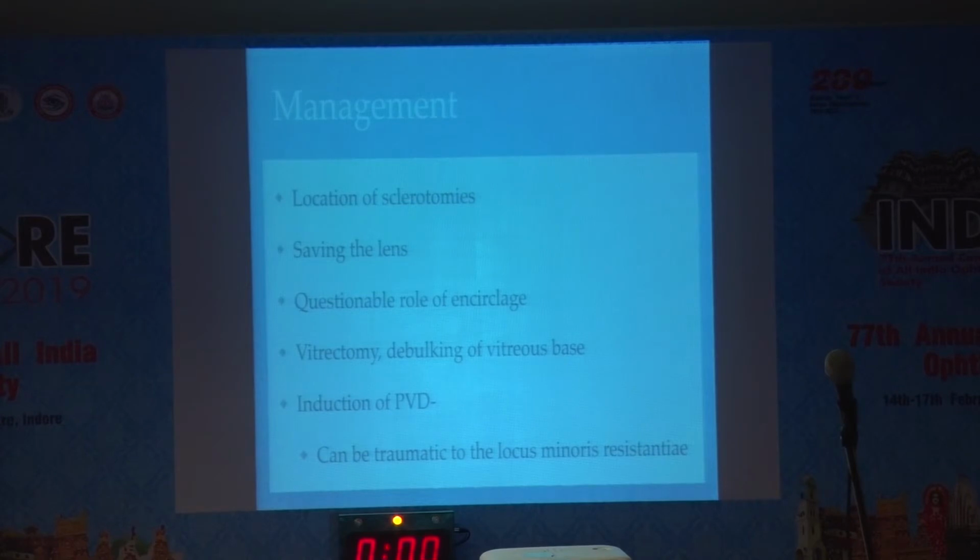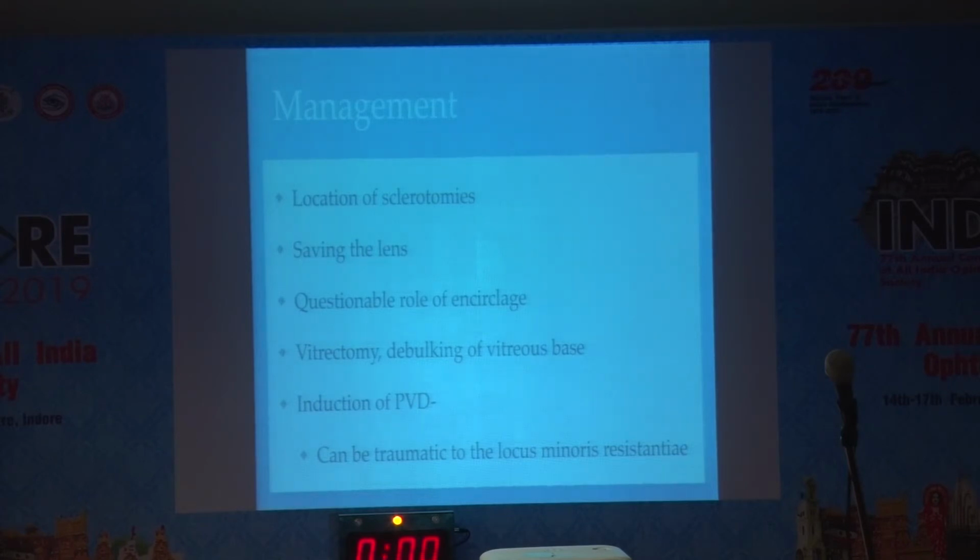Sclerotomies have got to be more anteriorly placed than usual because they're microphthalmic eyes, so corresponding to the microphthalmia, you may have to shift them more and more anteriorly. And the lens need not be saved in very extreme microphthalmic eyes, because then you're trying to compromise a lot on the amount of vitrectomy you do. So in very extreme microphthalmic eyes, I tend to remove the lens.